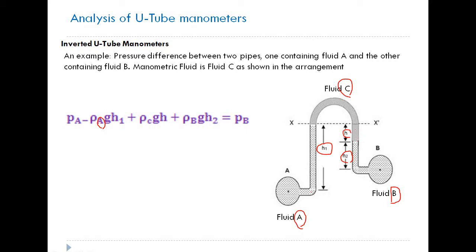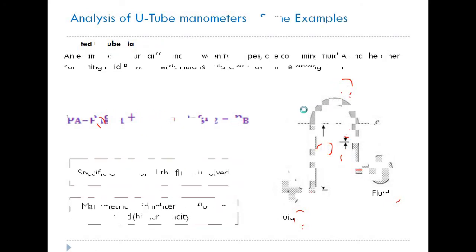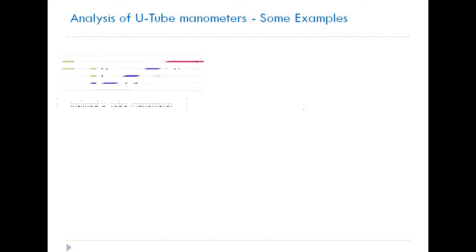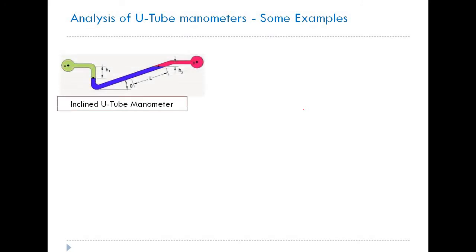So plus rho g h. What is rho there? Density of fluid C, so rho_C g into h, where h is this distance. Again we are moving down, plus rho of B, fluid B, into g into h2. Rho_B g h2 will be the pressure acting here, that is P_B. So P_A minus P_B can be calculated once we know h1, h, h2 as well as the specific gravity of the three fluids involved. This is how an inverted U-tube manometer functions. And for better understanding, we will see some of the cases.